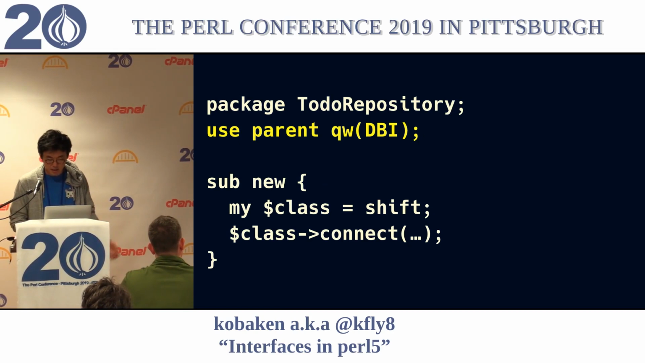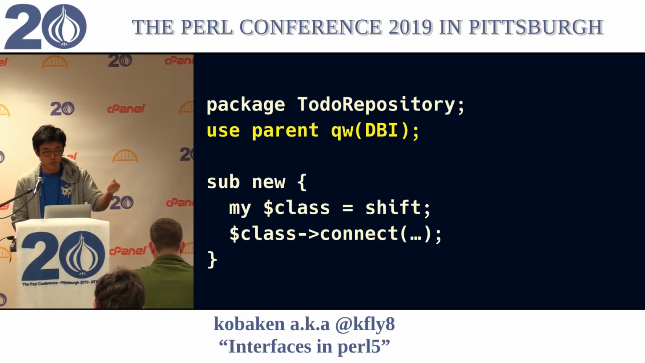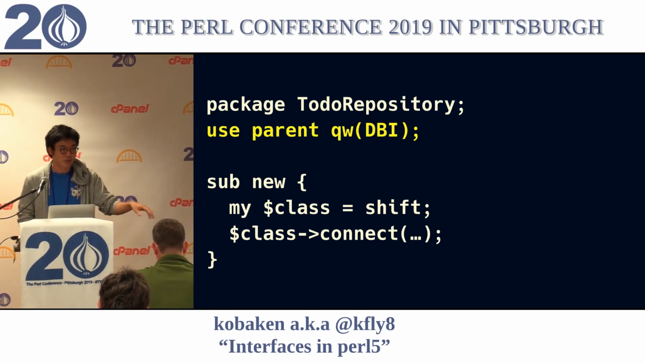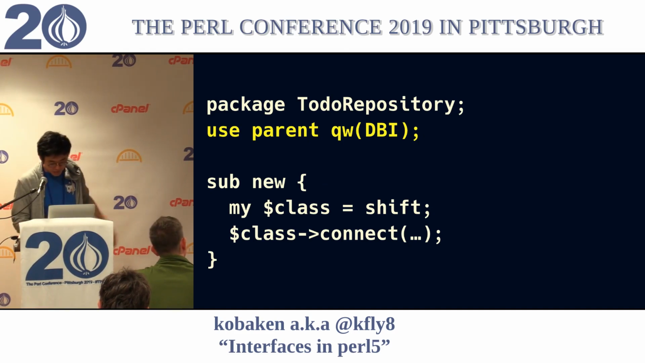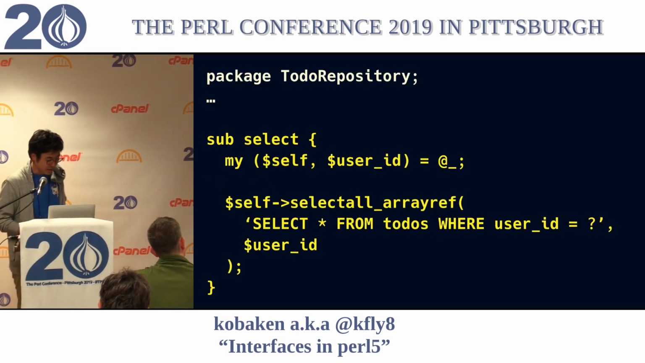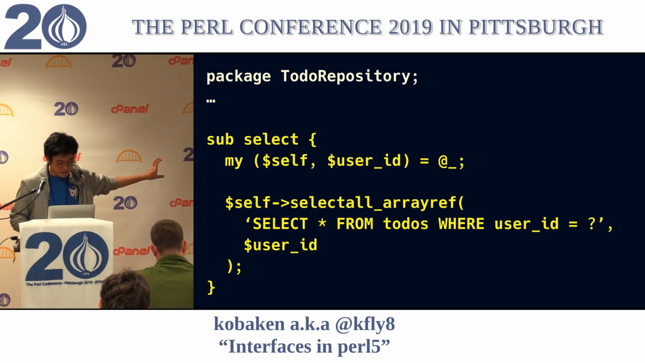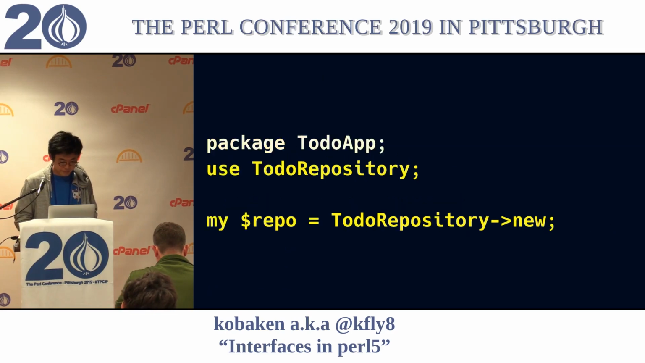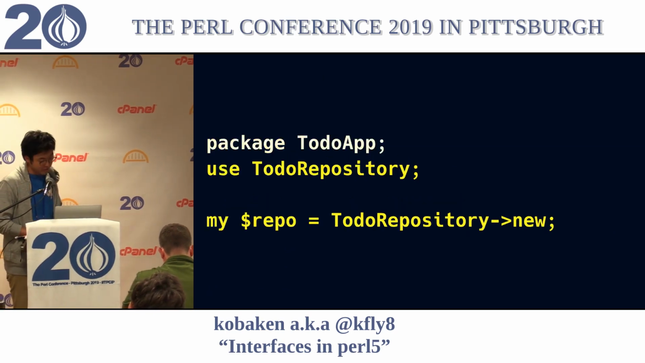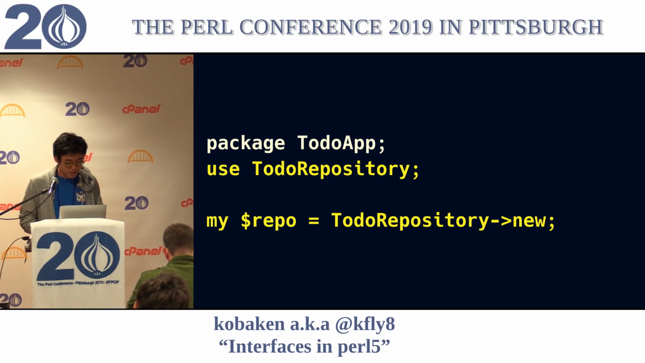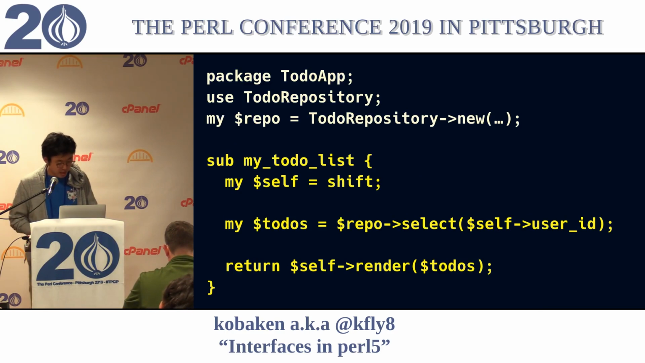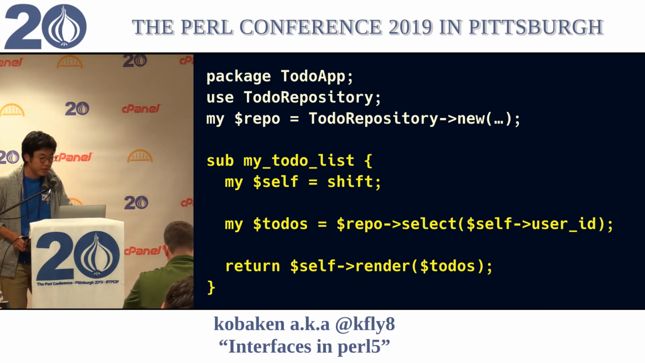This class, to-do repository, has get to-do or insert to-do. So it inherits DBI and implements the select function, fetch to-dos. And the to-do app user is using the to-do repository, and I implement my to-do list.